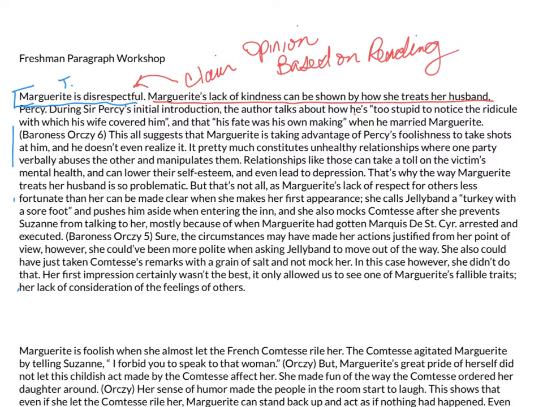So the next thing we have, during Sir Percy's initial introduction, the author talks about how he's too stupid to notice the ridicule with which his wife covered him, and that his fate was his own making when he married Marguerite. Hopefully this is evidence. If this is good evidence, then what we're going to see is that it is specific, it is embedded, it is cited, and most importantly, it supports the claim. So let's take a look. It's specific. I see that he is too stupid to notice the ridicule that his wife is covering him in, that he kind of deserves this. So yeah, that seems specific.